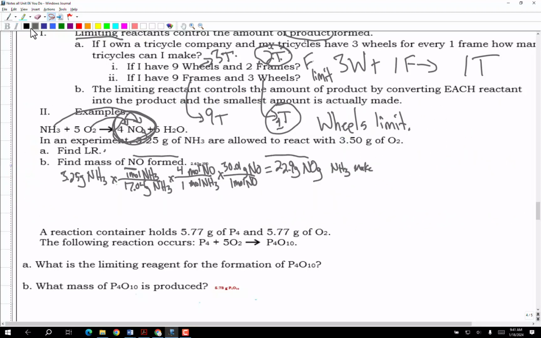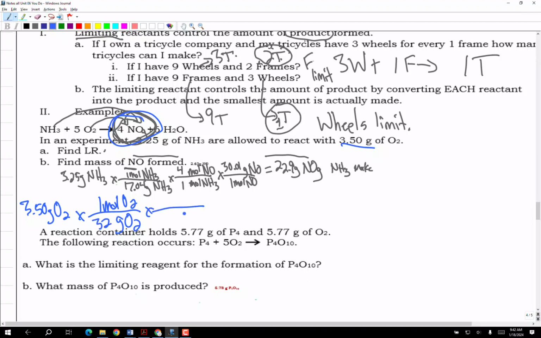Okay, so now I'm going to do basically the same thing, but I'm going to start with my 3.5 grams of O2. 3.50 grams of O2. Again, converting it into the exact same thing. I know it seems weird, but we're going to go grams of NO. So get out of grams of O2, always go through moles, always go through moles, always go through moles. 32. And then moles of O2. I'm trying to go into grams of NO, so first I have to go into moles of NO. Moles over moles use coefficients, 4 and 5. And then I'm going to get out of moles of NO and go into grams of NO.